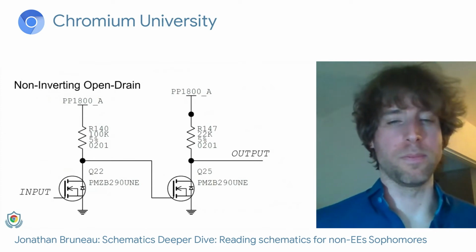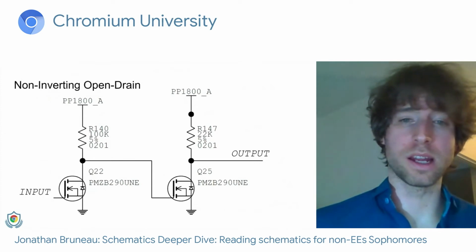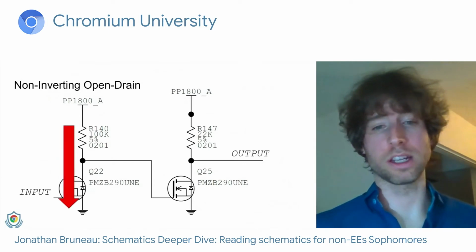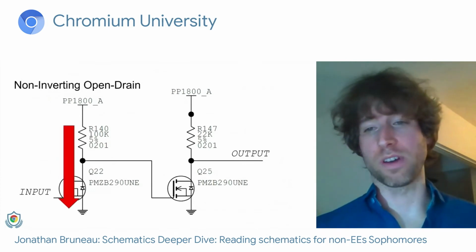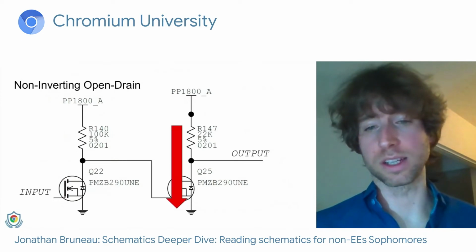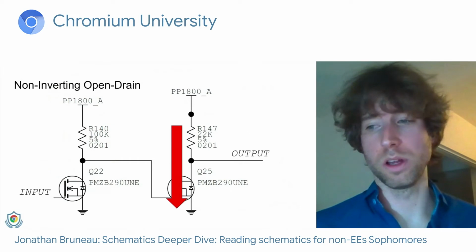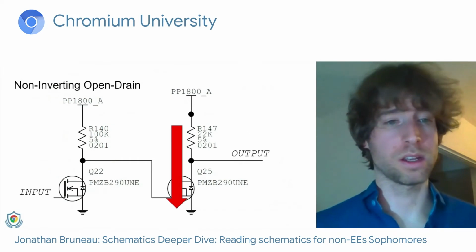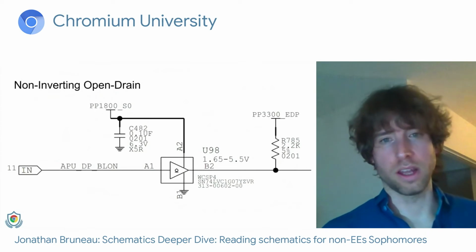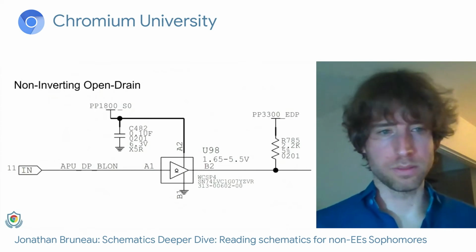All right. One of the downsides here is that no matter what I do, I'm going to be consuming electricity either via this path or this path. And that sometimes is unacceptable. Sometimes we want to save energy when we can. So we will use something called a non-inverting open drain circuit.